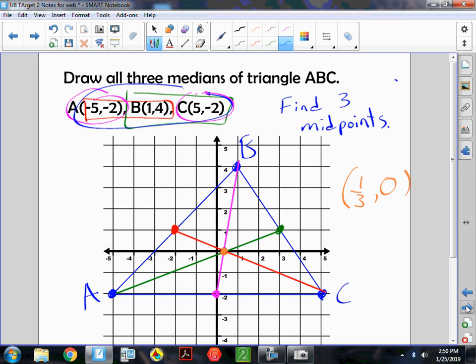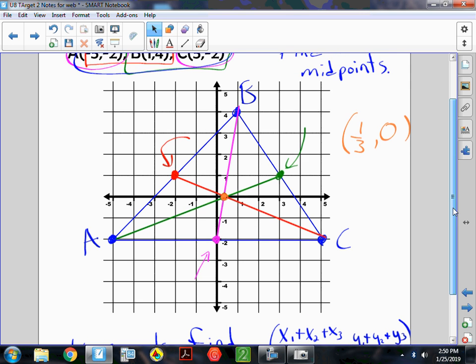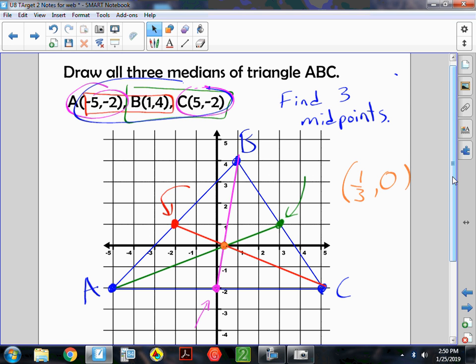I can draw medians. So I plotted points A, B, and C. Actually found the midpoints. So this was the midpoint of BC in green. The red dot is the midpoint of AB, and the pink dot was the midpoint of AC. You can use your midpoint formula to find those. Then draw all the medians, so from the vertex through the midpoint. So we have a red median, a pink median, and a green median. And it appears like that point is at 1/3, 0.